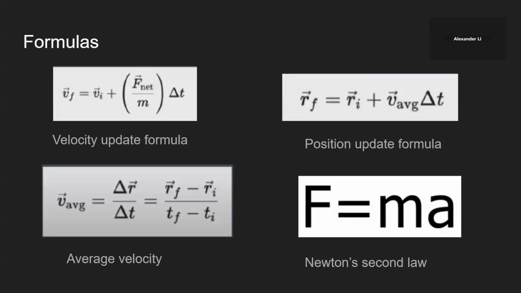So here are some formulas I use. This is the velocity update formula. This is the position update formula. It's the average velocity. This is Newton's second law. So these all come into play for this lab.